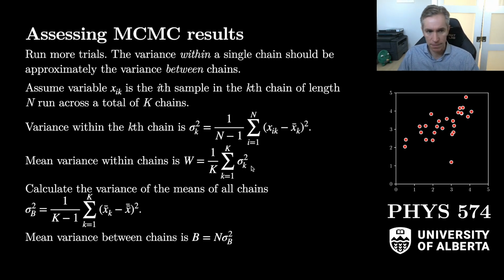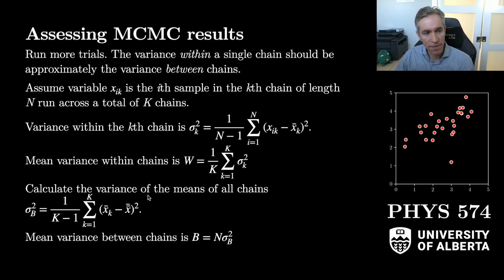So then what we do is we calculate the variance of the means of all the chains. So we calculate the mean of each chain: you sum along length, you divide by n, and that gives me x bar sub k. And then I calculate the mean of means, and that's x bar bar. Sorry for the horrible notation. So you calculate the mean twice, so over the k chains.